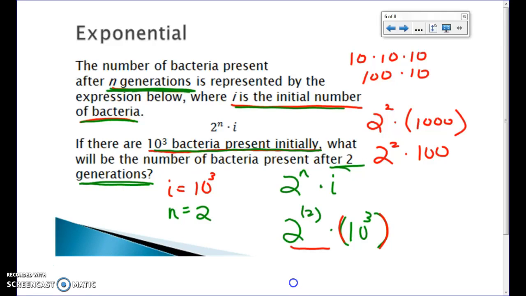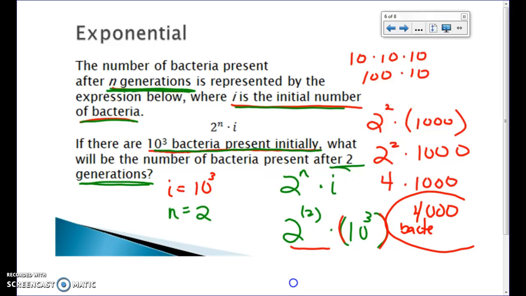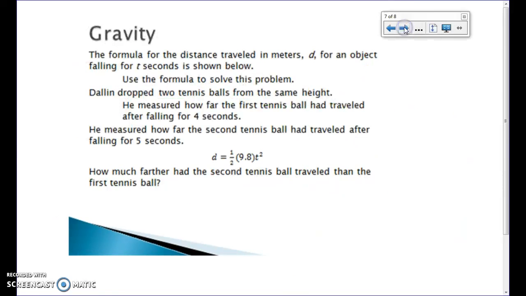2 squared times 1,000. And now my exponents, 4 times 1,000. And then my multiplication, 4,000. So I know there would be 4,000 bacteria present. All right, so just another substitution problem. But you have to do a little reading to know what to substitute where.